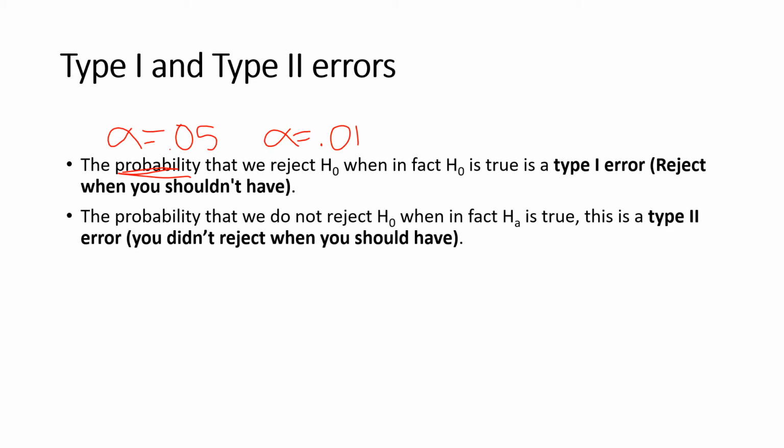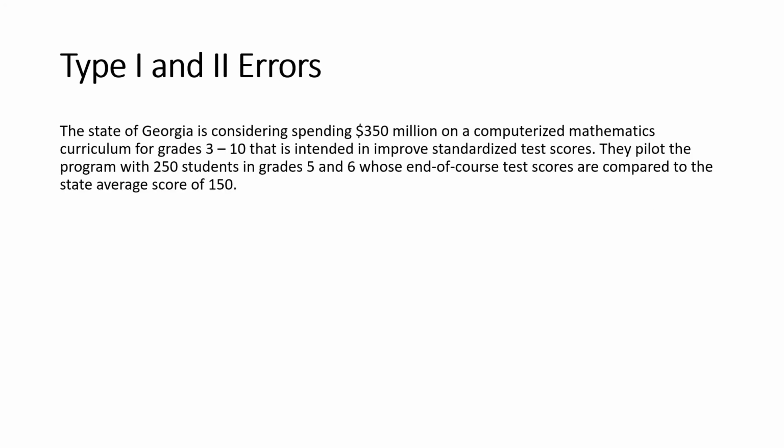So let's take a look at what these types of errors will look like in an actual problem. The state of Georgia is considering spending $350 million on computerized mathematics curriculum for grades 3 through 10 that is intended to improve standardized test scores. They pilot the program with 250 students in grades 5 and 6 whose end-of-course test scores are compared to the state average of 150. So think about our null and alternative hypothesis here.